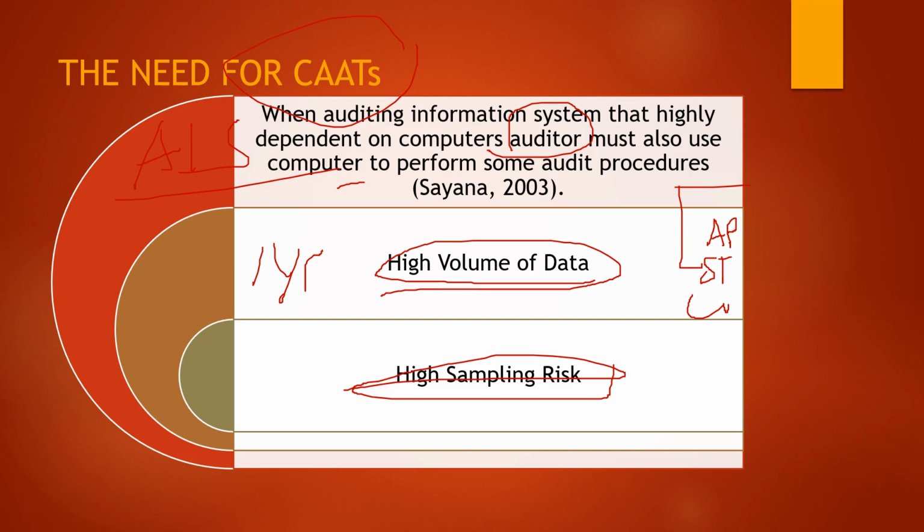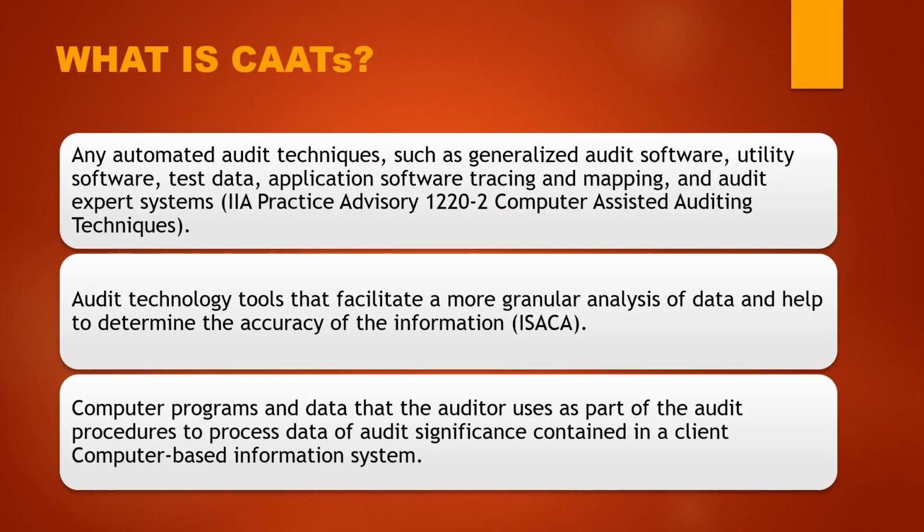And just to reduce the sampling risk naman. So what is CAATs? So this is any automated audit techniques such as the generalized audit software, or we call it GAS, no? Utility software, test data, application software, tracing and mapping, and audit expert system. So that is CAATs. And one example of our CAATs is using Excel. Diba? Excel is also part of CAATs.